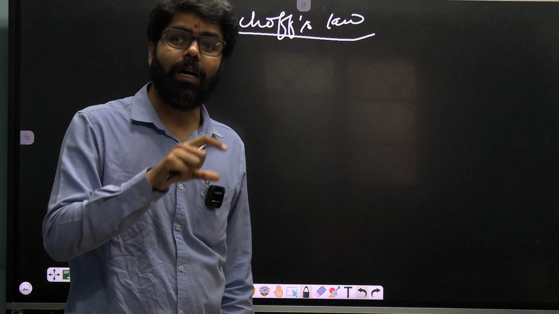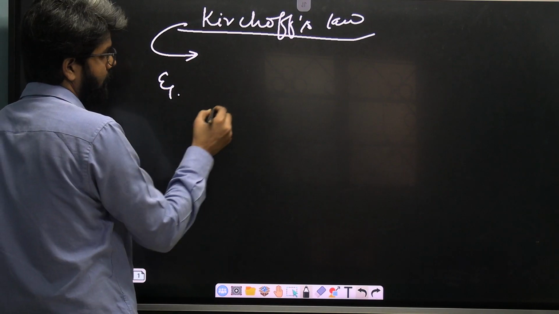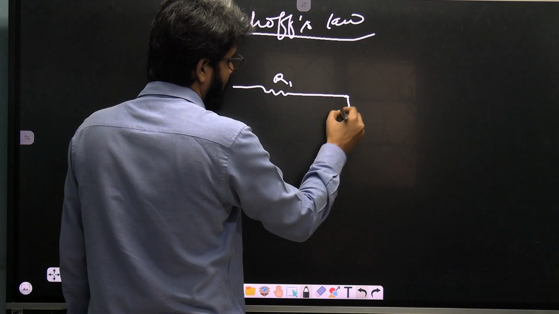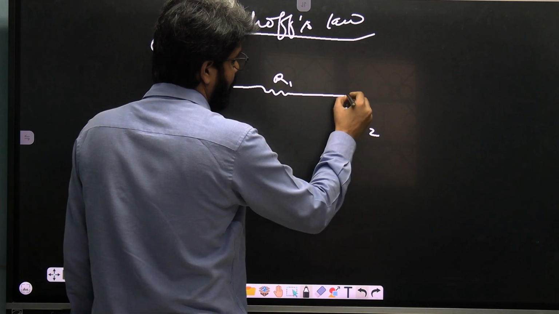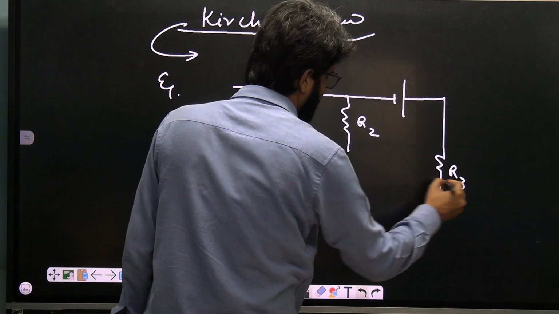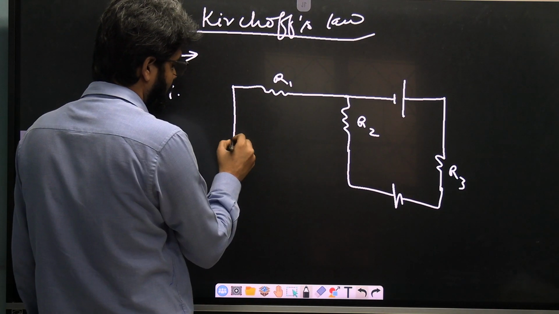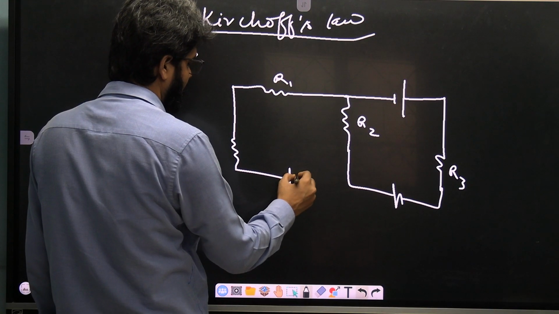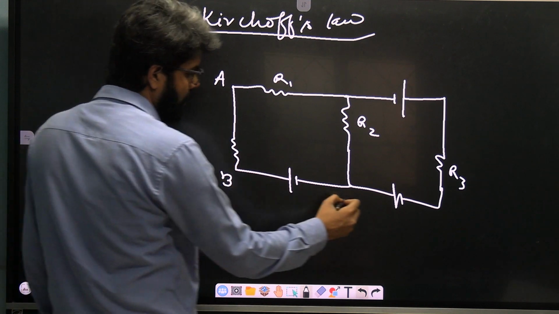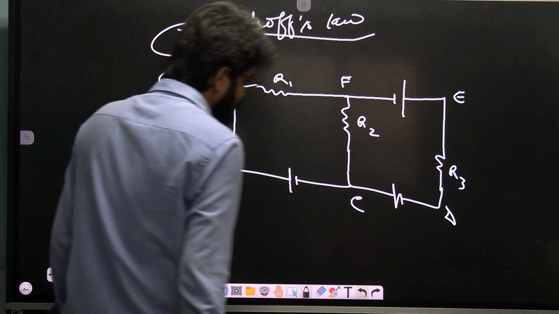First of all, Kirchhoff's law is applied to a closed loop. So I'll just draw an example of a circuit where, suppose this is one resistance R1, another I take as the R2 resistance, and here I am taking one battery like this, and then R3 here, then I put one more battery here, and from here to here I will put one more resistance, then one battery here like this. So I name it A, B, C, D, E and F.